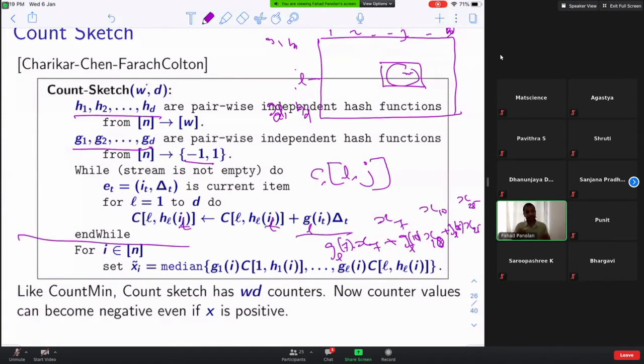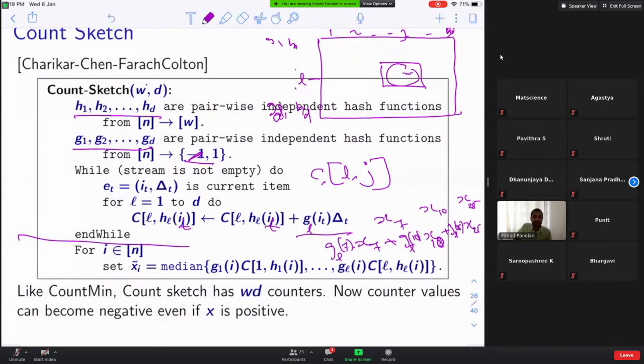I will explain after updating the table how to construct this estimate x_i tilde. Okay, but is this update clear? So previously, you can think that all these g_1, g_2, up to g_d are like everything mapped to 1, then it is count-min sketch. Now, instead of everything mapped to 1, it is a pairwise independent hash function to {-1, 1}, and then a signed summation, right? You are going to take a signed summation. Is the update of the table clear? So the update is clear.